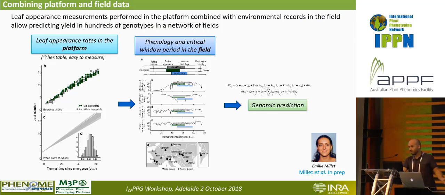So basically, I went a bit fast, but these are some examples that we use in Montpellier to combine this environmental information that we aim to characterize in a highly precise way with different types of modeling to extract traits that can be used in genetic analysis.